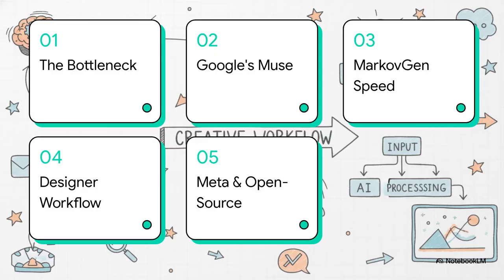To see how we fix this, we'll start by looking at the generate and curate bottleneck. Then we'll peek under the hood of Google's Muse architecture, check out Markov Gen's insane need for speed, see how this revolutionizes your daily workflow, and finally, wrap up with meta, privacy, and open source.